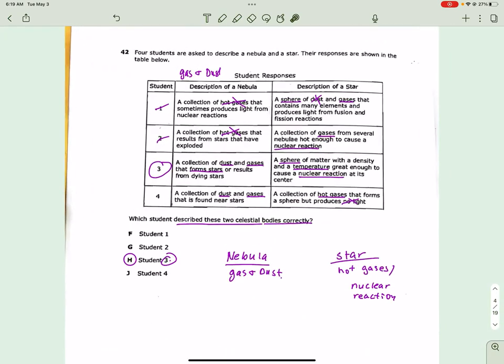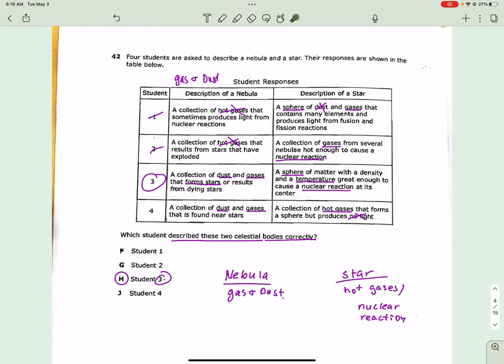Let's go ahead and go to the next section. It says 4 students are asked to describe a nebula and a star. Their responses are shown in the table below. Once again, I put up here gas and dust, and I should have put over here nuclear fusion of gases. So then right here, the first one says a collection of hot gases for a nebula. No, it's not hot gases, okay? This one's what we're going to focus on, the gas and the dust.